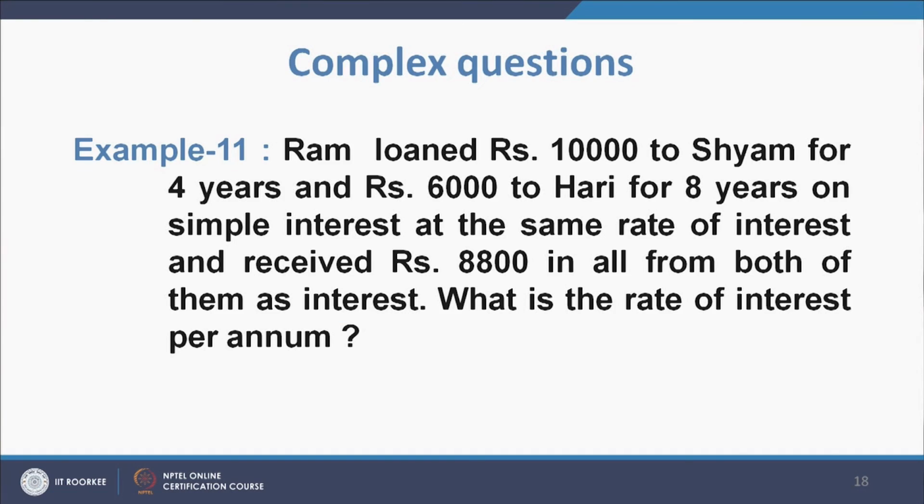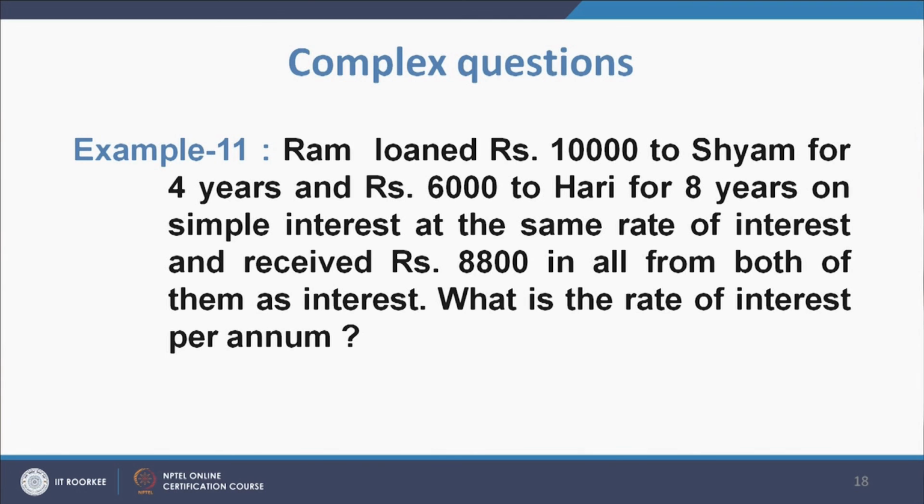Now, let us see some complex questions of simple interest. Ram loaned rupees 10,000 to Shyam for 4 years and rupees 6,000 to Hari for 8 years on simple interest at the same rate of interest and received rupees 8,800 in all from both of them as interest.